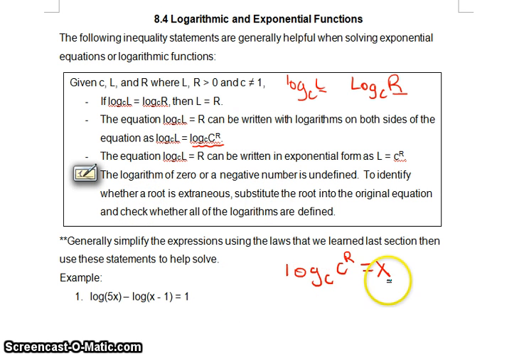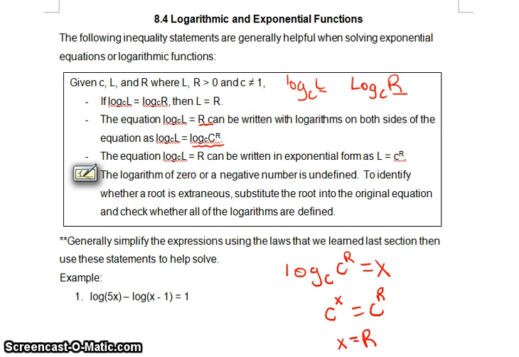So if we wrote this in exponential form, we'd have c to the x is equal to c to the r. From this, we can say that x is equal to r. So if x is equal to r, we can substitute r in for x and say that log base c of c to the r is equal to r, which is that right there, okay? So r is in fact equal to log base c of c to the r.